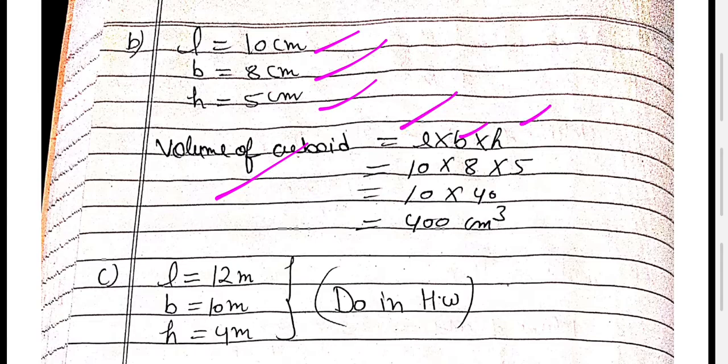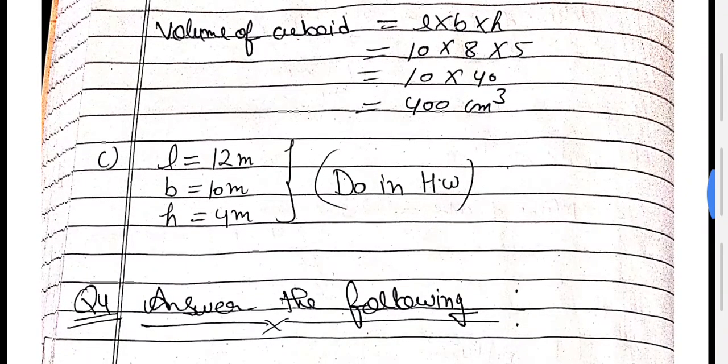Put the value 10 into 8 into 5. 10 as it is, 8 5 is 40. What will you get? 400 centimeter cube. C part you have to do by yourself as homework.